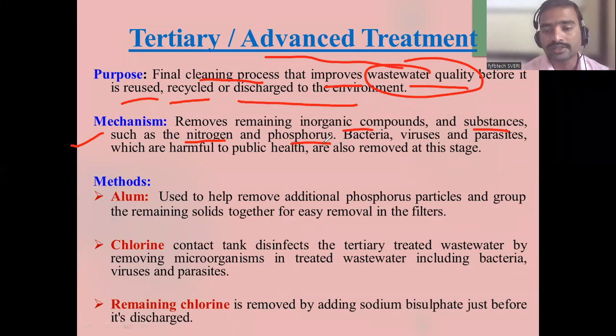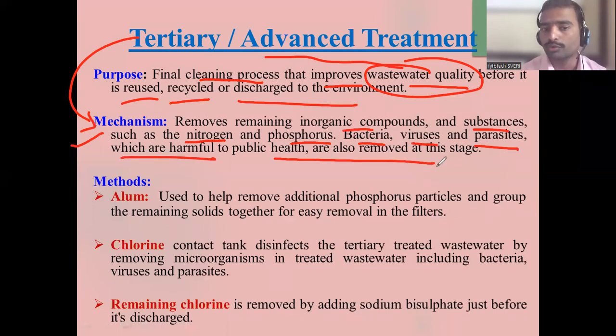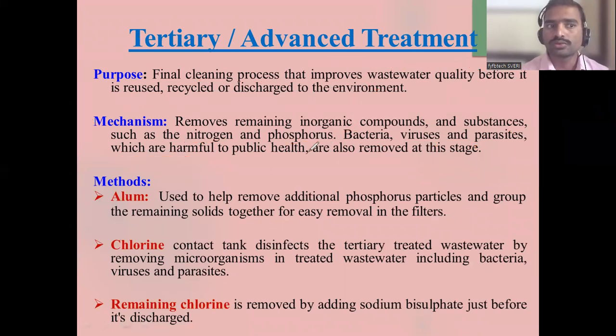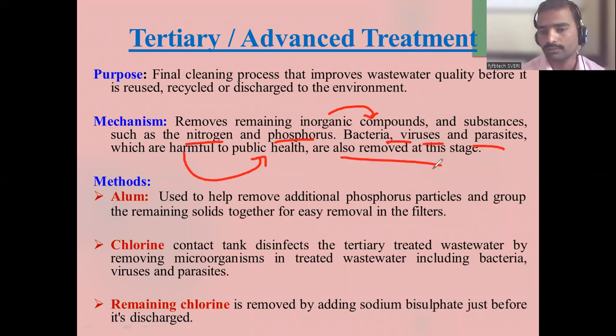Okay, so these kinds of materials will be removed in the tertiary stage. Next, bacteria, viruses, and parasites which are harmful to human life are also removed at this stage. At the tertiary stage, the remaining inorganic compounds are removed. What are the inorganic compounds? Nitrogen, phosphorus, and bacteria, viruses, parasites which are harmful to public health. That is also removed.